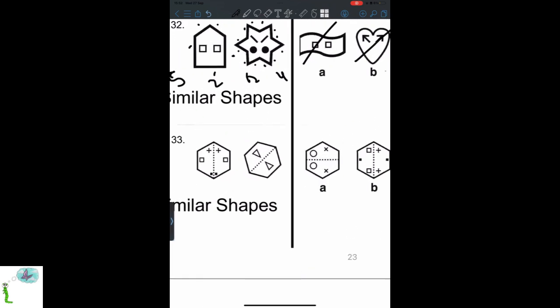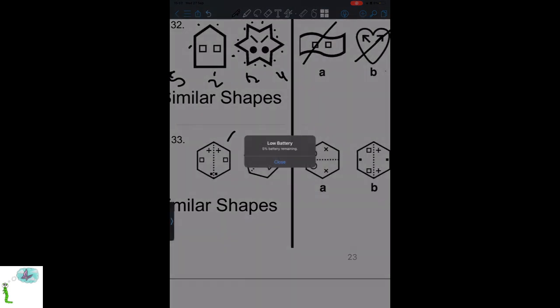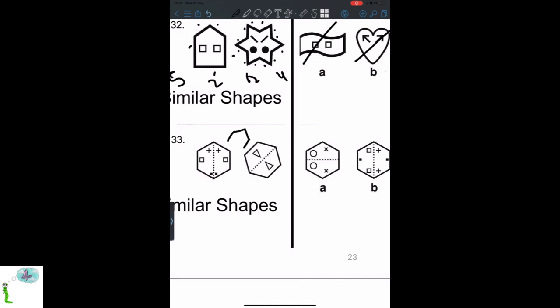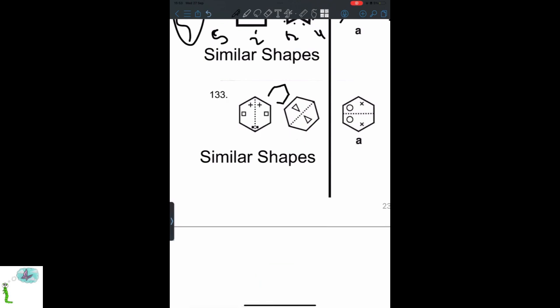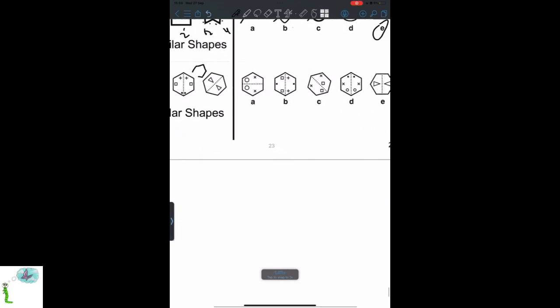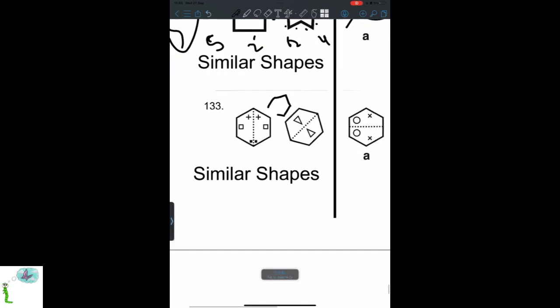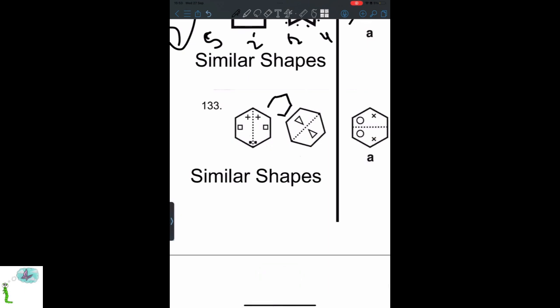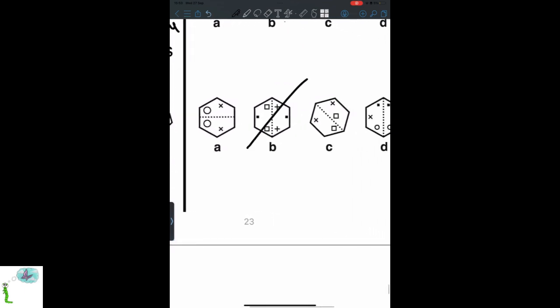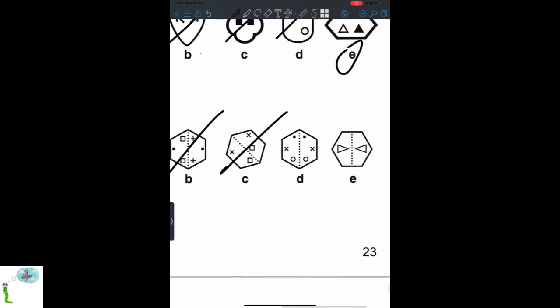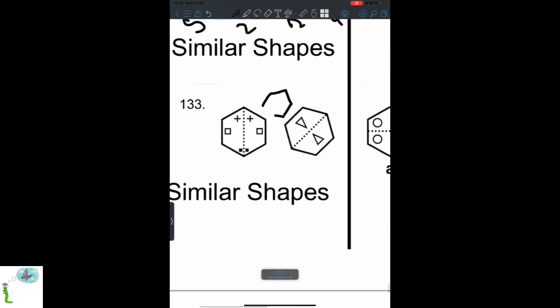Okay, what's similar between these two? The outer shape, the hexagon. So anything that isn't a hexagon, no, they're all same. So what other rule could we have? There's a dashed line down the halfway point. All of them have a dashed line down the halfway point. Three shapes. There's a line of reflection down the middle. You can only cross out a few. We're left with three shapes.